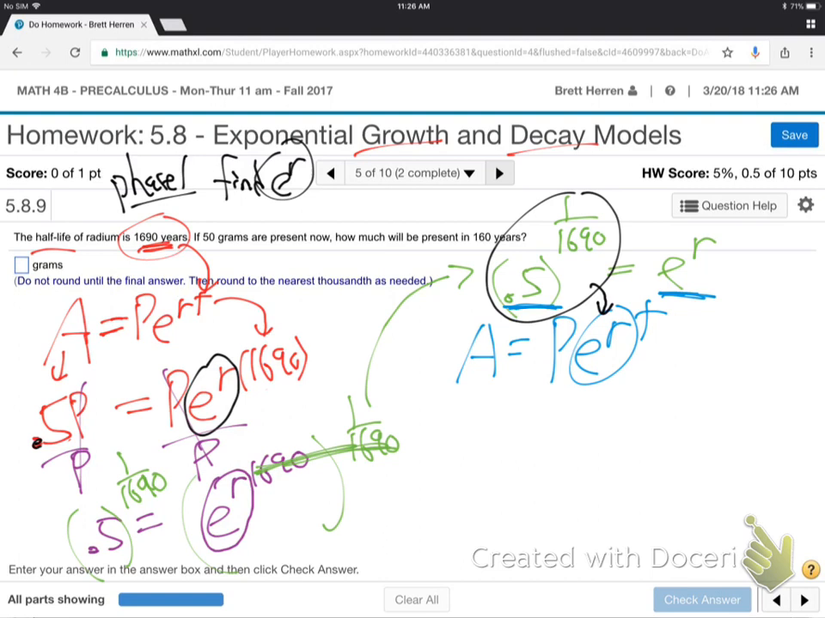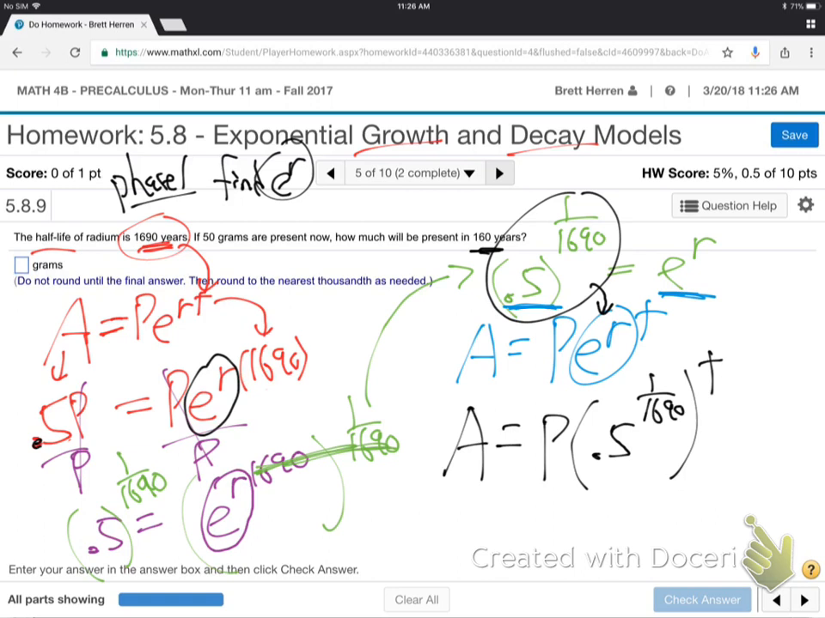You're good? So do that, and then finish their question. What's their question? How much in 160 years? So once you get that, plug in 160 on that. So we plug in. Where we see e to the r, we replace it with that 0.5 to the 1 over 1690 t. You just plug these in. That's what we did. Is that okay so far?